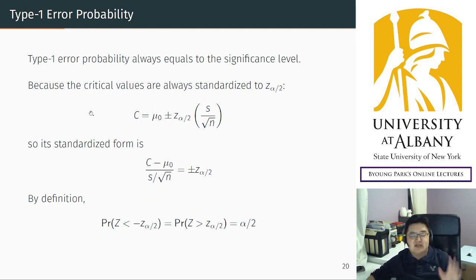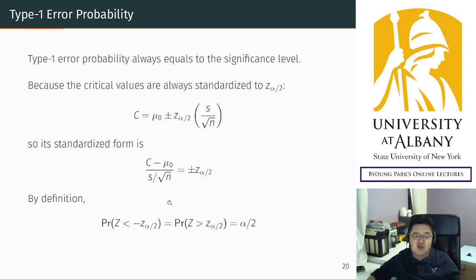The secret is in the formula for the critical values. Critical values are calculated this way. This is the formula. But during the process of calculating the probability, you need to standardize it again. Then it will be standardized in this way: subtract the mean and divide by the standard error. Then it will be cancelled out, and in the end it only has the z value.